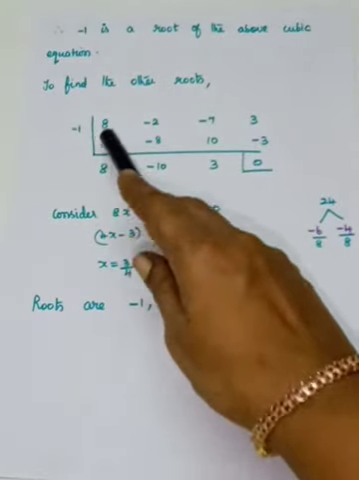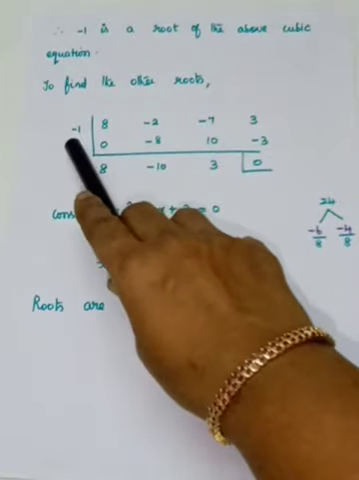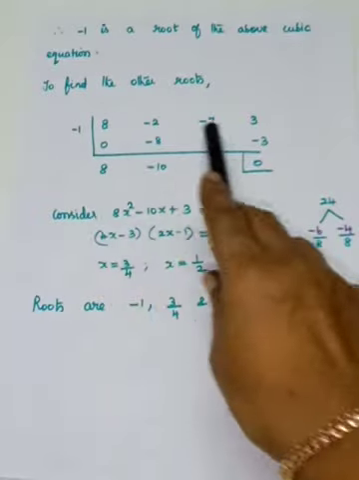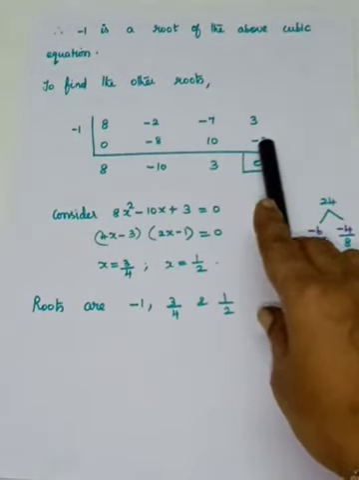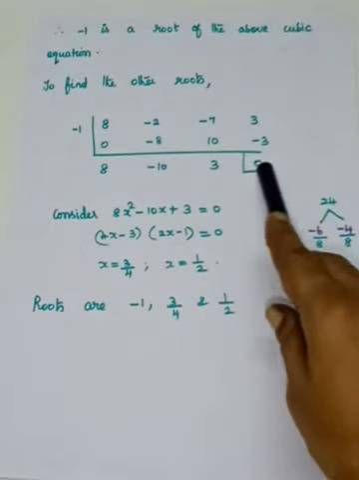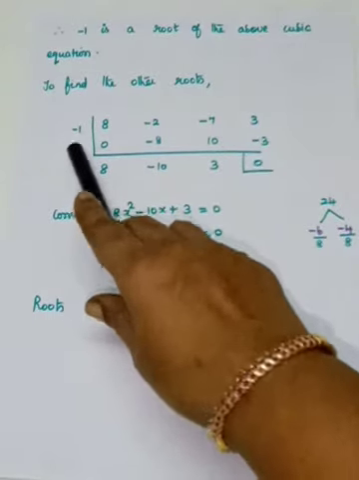So 8 plus 0 is 8. 8 into minus 1 is minus 8. When you add these two, it is minus 10. Minus 10 into minus 1 is plus 10. So here you are having 3. 3 into minus 3 is minus 3. 3 into minus 1 is minus 3. So when you add, this will become 0 because we have written minus 1 as a root.